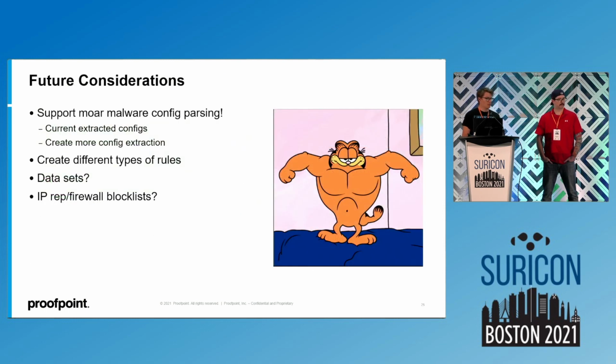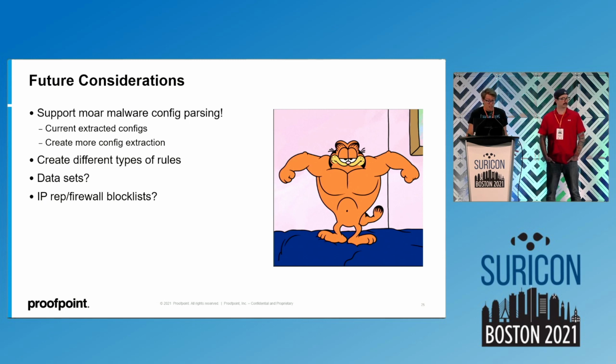Cool. So, future considerations. Basically, support more malware config parsing. Obviously, we showed that huge list of all the different families that have configurations we can extract and use signatures on. It just requires the work. So it'd be really cool to keep this going with more malware families and different styles of signatures. Part of that would be different types of rules, basically expanding the types of rules that we're able to create, similar to how we did with Remcos, and extending that capability across other families.